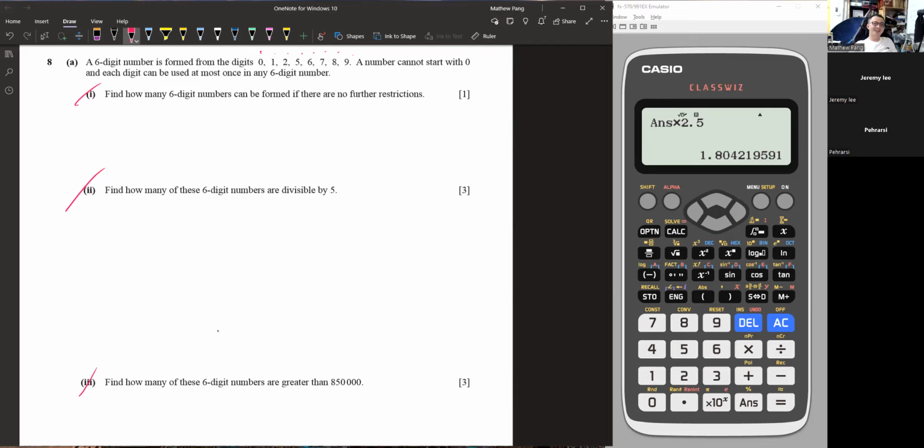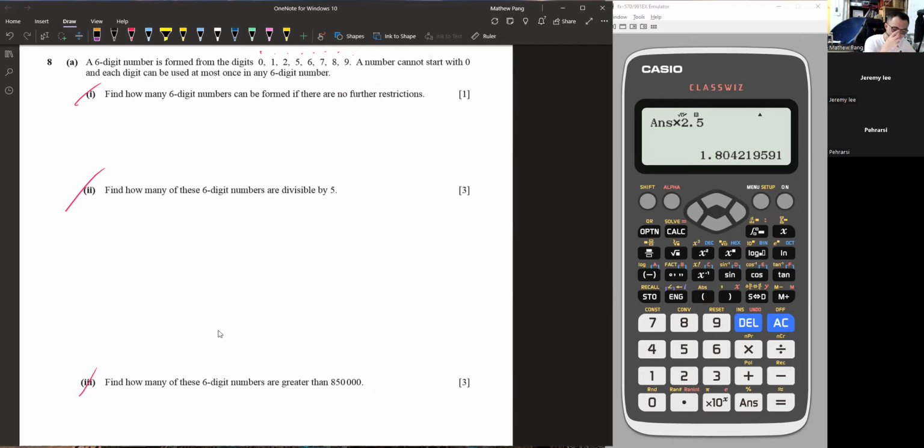Alright, Jeremy got the answer already. Let's see is the answer correct or not? Wrong. Alright, so we have 8 digits here. Find how many numbers can be formed if there's no restriction. Since they already say 0 cannot begin, so for the first answer, even though there's no further restriction, do you see they use the words further restriction? It means a number cannot start with 0 is still the rule there. Okay, still the restriction there. There's just no further restriction.